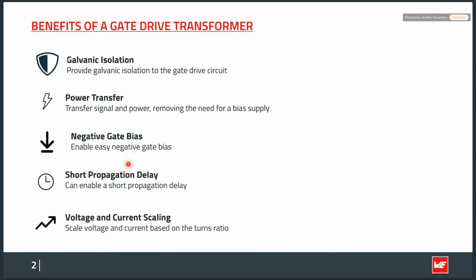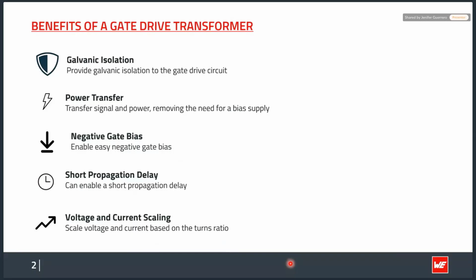The fourth one is related more to the digital transformer, and it's about the short propagation delay, because here we need very fast timing in this kind of connection for good signal transmission. And then we have, as always for all transformers, the benefit of voltage and current scaling. By adjusting the turns ratio, you can match your IC output to the gate voltage you actually need, step it up, down, whatever it needs.